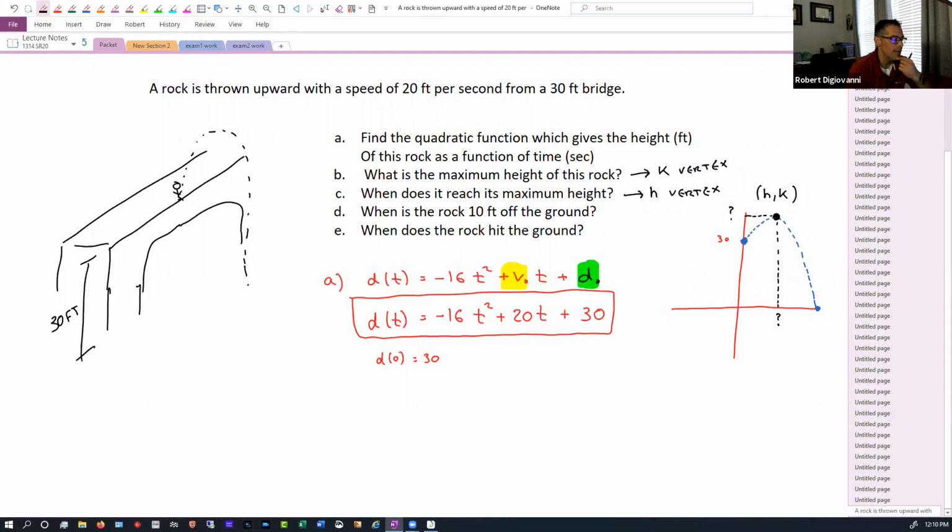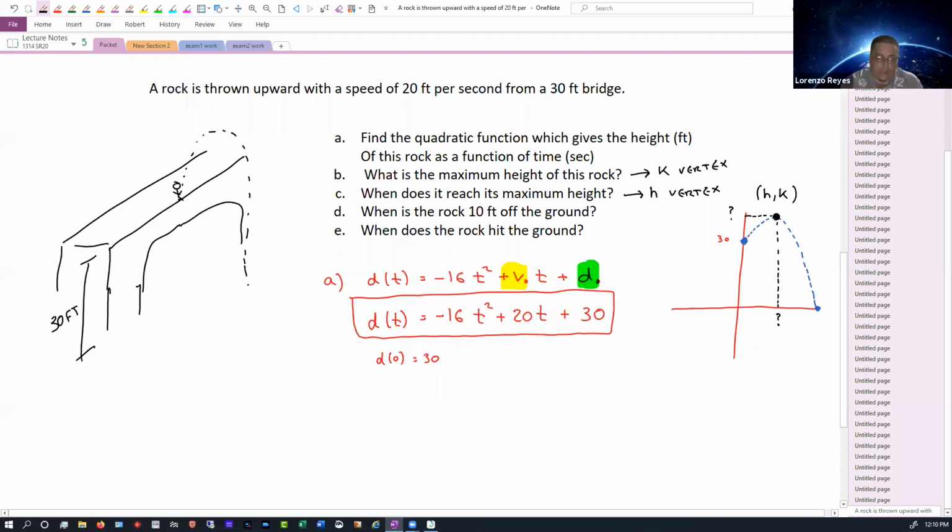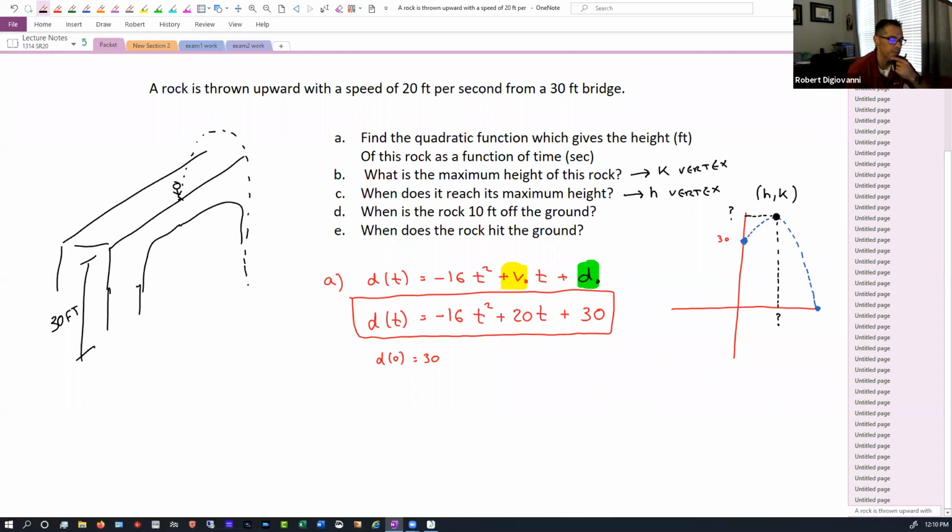Let's skip D and go to E. When does the rock hit the ground? What is that asking for? The time. It's the time, but in our picture, what is it? The x. Yep, it's the x-intercept. This point right here, which we normally refer to as the x-intercept, is when it would hit the ground. So this really wants the x-intercepts.